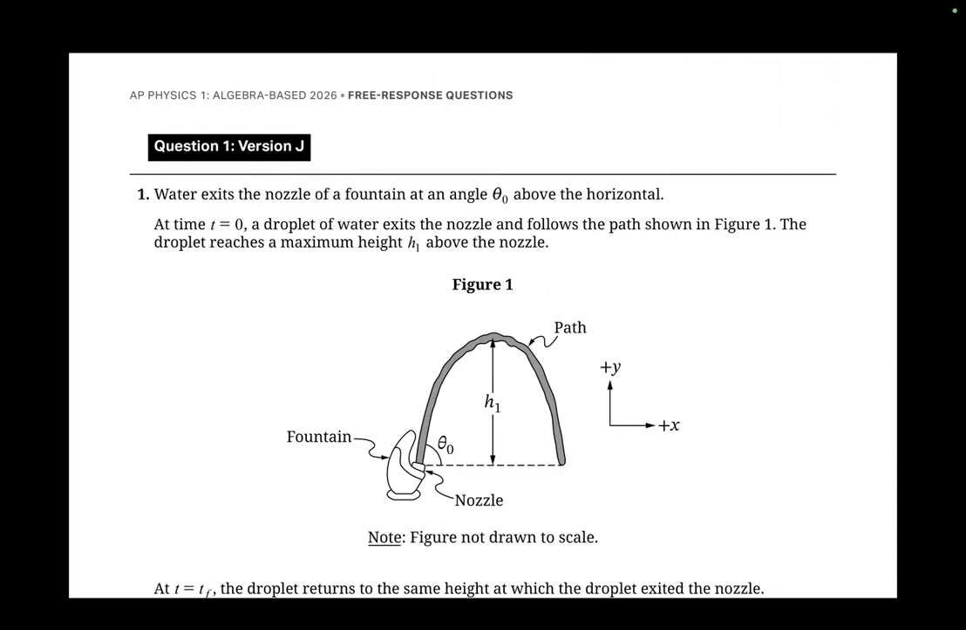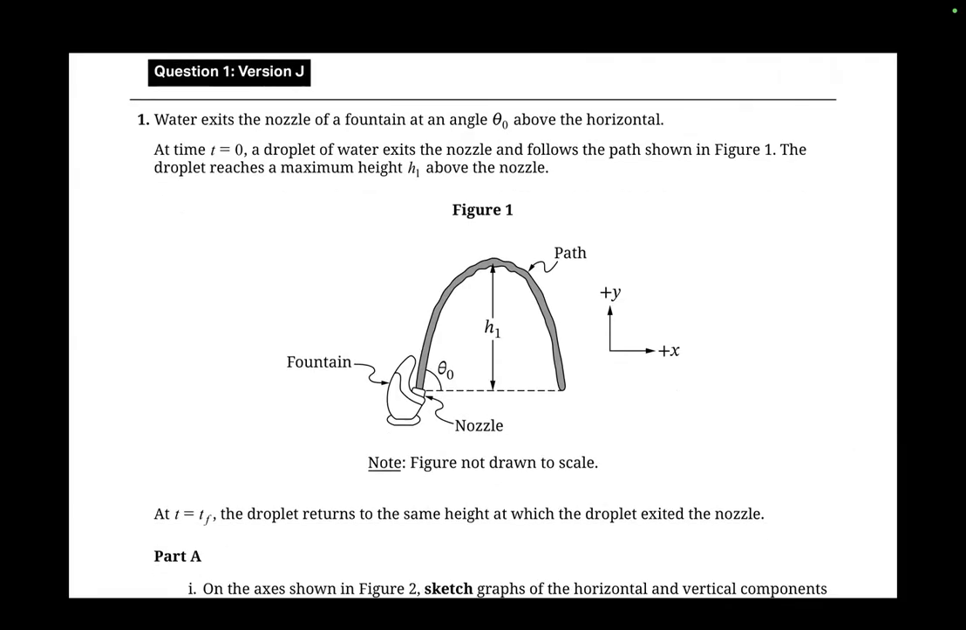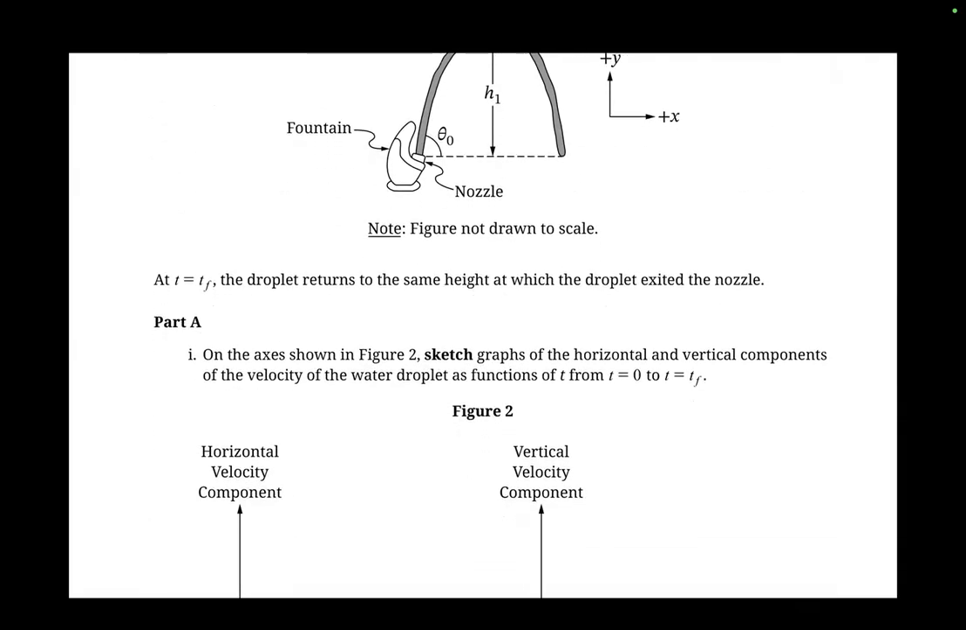Water exits the nozzle of a fountain at an angle theta naught above the horizontal. At time t0, t equals 0, a droplet of water exits the nozzle and follows the path shown and reaches a maximum height h1 above the nozzle. At time tf, the droplet returns to the same height at which it exited the nozzle. So this looks like a projectile motion scenario, maybe with some fluids, since the water is projectiling up to its height and then coming back down.